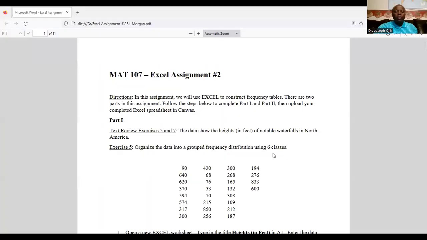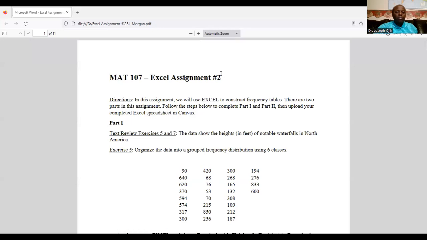Excel assignment 1. That's the one, right? That's the one we're talking about. Yeah, so 1. I want to share this. This is the one, right? It says 2 here, but actually it's 1. And this one is saying in this assignment, we use Excel to construct frequency tables. There are 2 parts to the assignment.